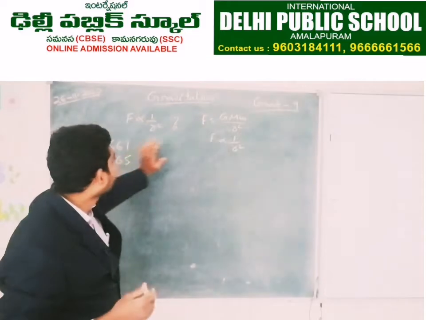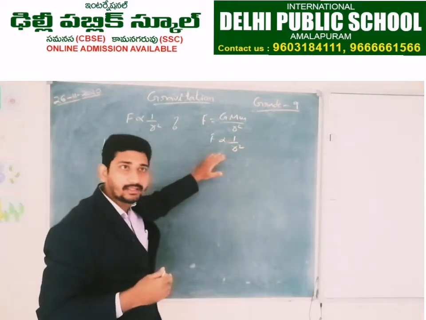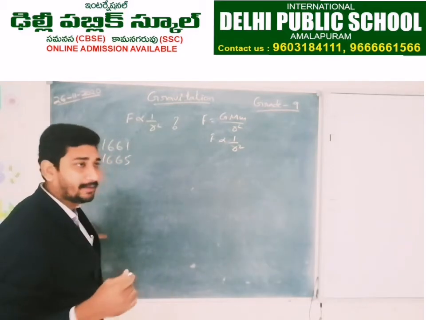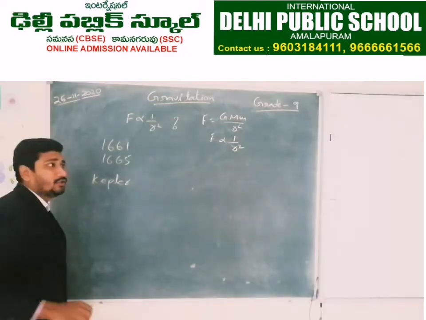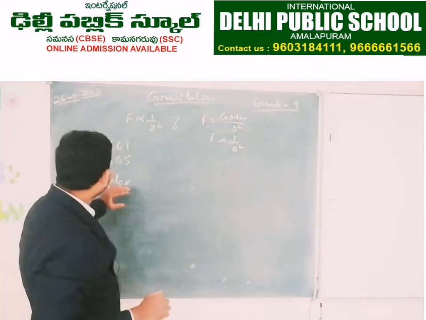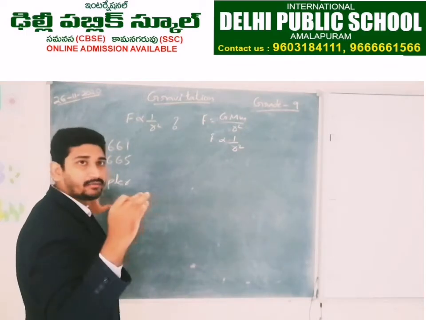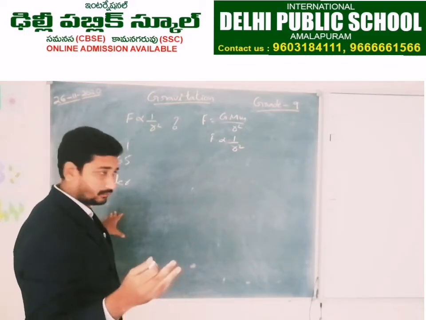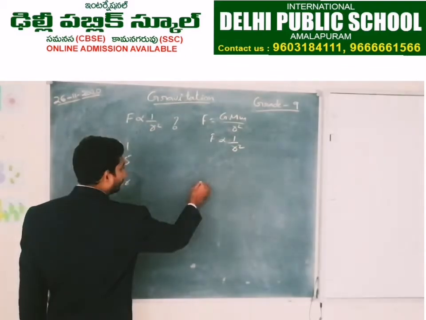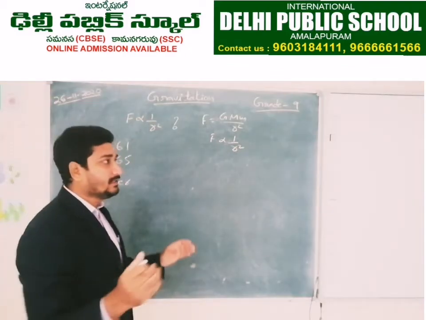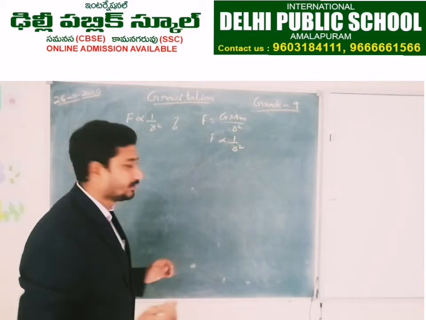But how did Newton come to know about F proportional to 1 by r square? Before Newton, there was another scientist called Kepler. So Newton studied Kepler's planetary model, how the planets are revolving around the sun. So Kepler proposed one theory. What is that? See, Earth is revolving around the sun in an elliptical orbit.